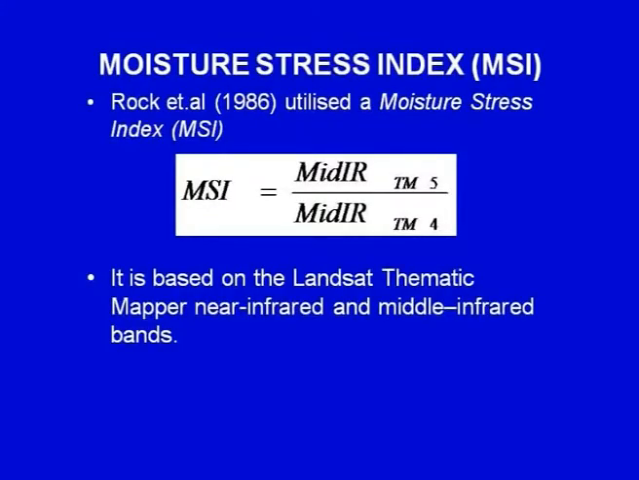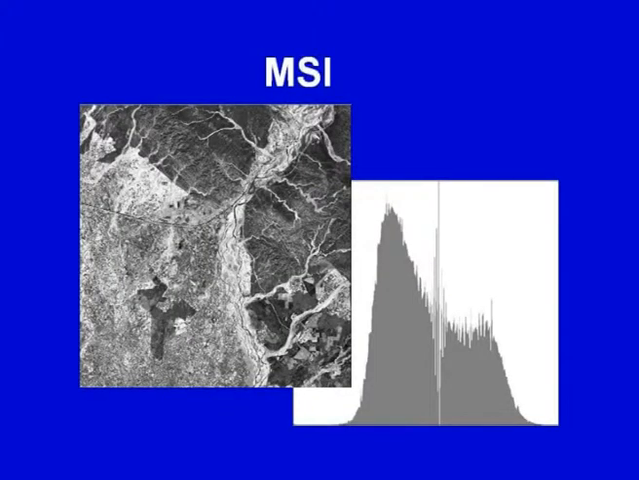Another index which was also identified was the moisture stress index. This was developed by Rock et al. in 1986, wherein it is a ratio of the TM5 to the TM4 data set. What we find here is that in this particular case the soil information gets enhanced in comparison to the other information which is there. The histogram also depicts two distinct groups of information clusters, and this can be utilized by the analyst when separating soil from vegetation information.